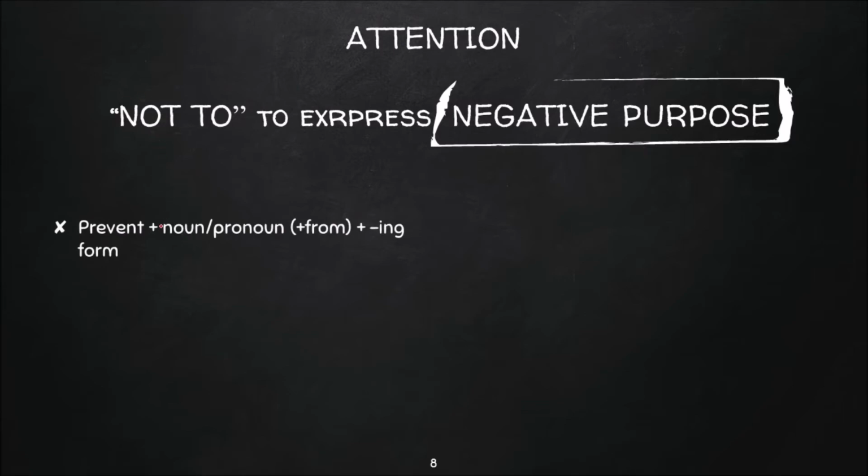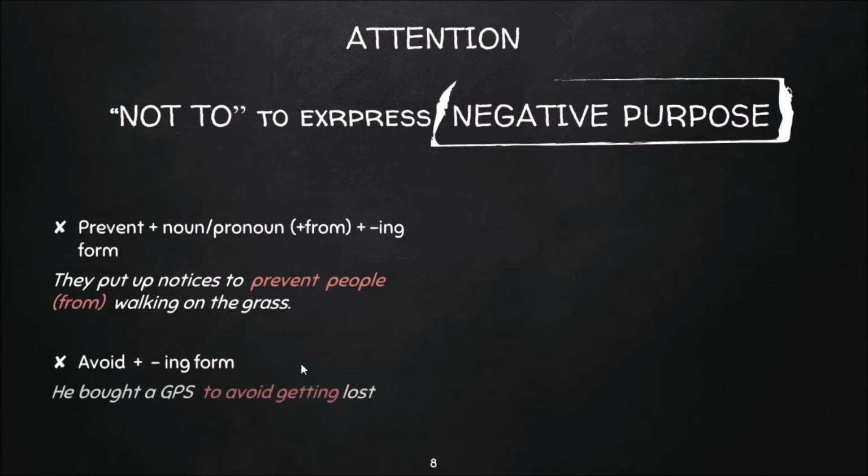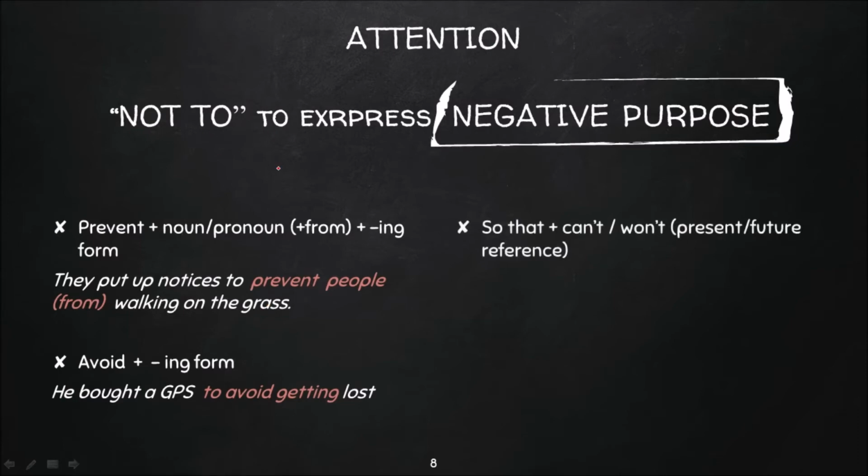Prevent plus noun or pronoun from plus ing form. So with this structure, they put up notices to prevent people from walking on the grass. Or with the structure avoid plus ing form, he bought the GPS to avoid getting lost. So as you can see, these sentences have a negative connotation. Therefore, we don't need not to.